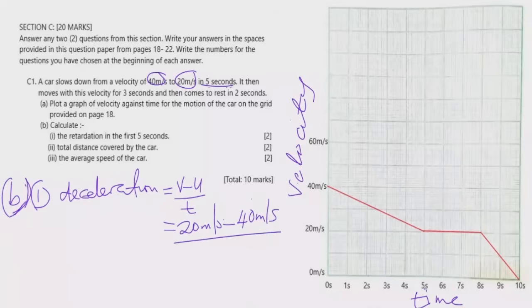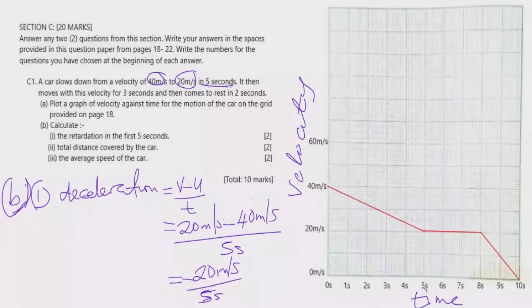So we write 5 seconds down here. Then we say equal to. We find the difference of 20 and 40. Since 40 is bigger than 20, we're going to maintain the negative sign with the bigger number. The difference of 40 and 20 is 20 meters per second. So subtracting 40 from 20 gives us negative 20 meters per second, divided by 5 seconds.